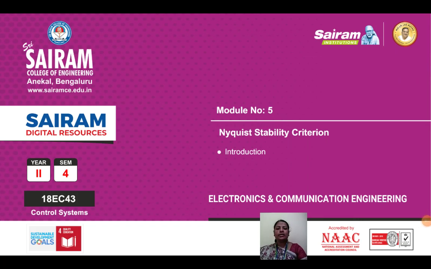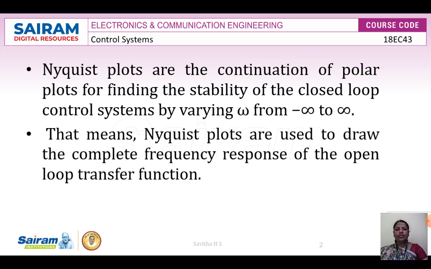So dear students, in this video we'll see the Nyquist stability criterion. Nyquist plots. Nyquist plots are the continuation of polar plots for finding the stability of the closed loop control system by varying omega from minus infinity to plus infinity. That means Nyquist plots are used to draw the complete frequency response of the open loop transfer function.